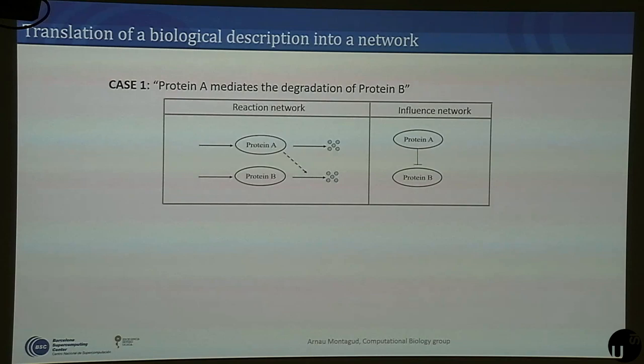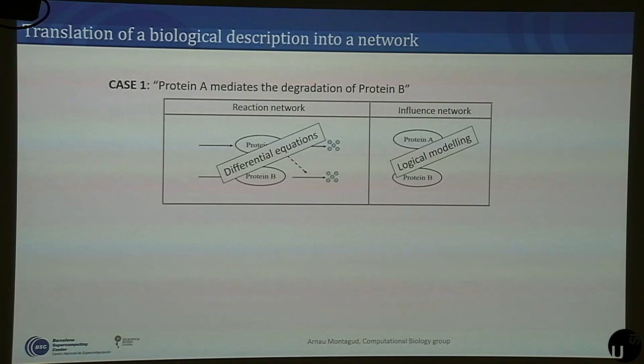For instance, if protein A mediates the degradation of protein B, you can build it in different ways. You can have a reaction network in which protein A gets produced and degraded, and B the same, and then A affects the degradation of B. But you can also depict it in a very simple influence network: protein A inhibits protein B. So one you would solve with differential equations, and the other you would solve with logical modeling.